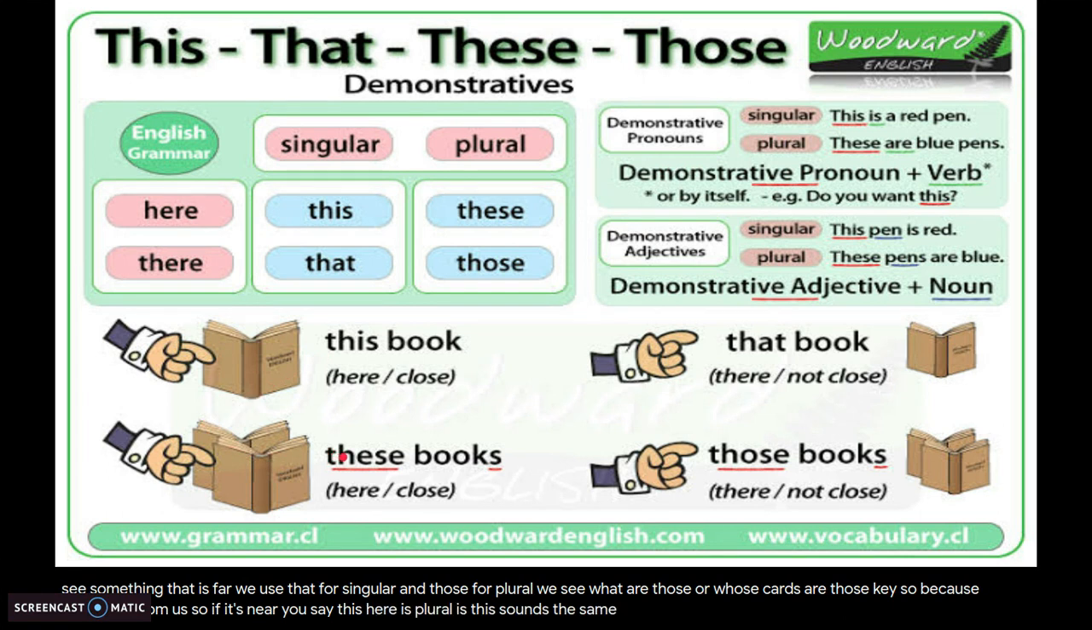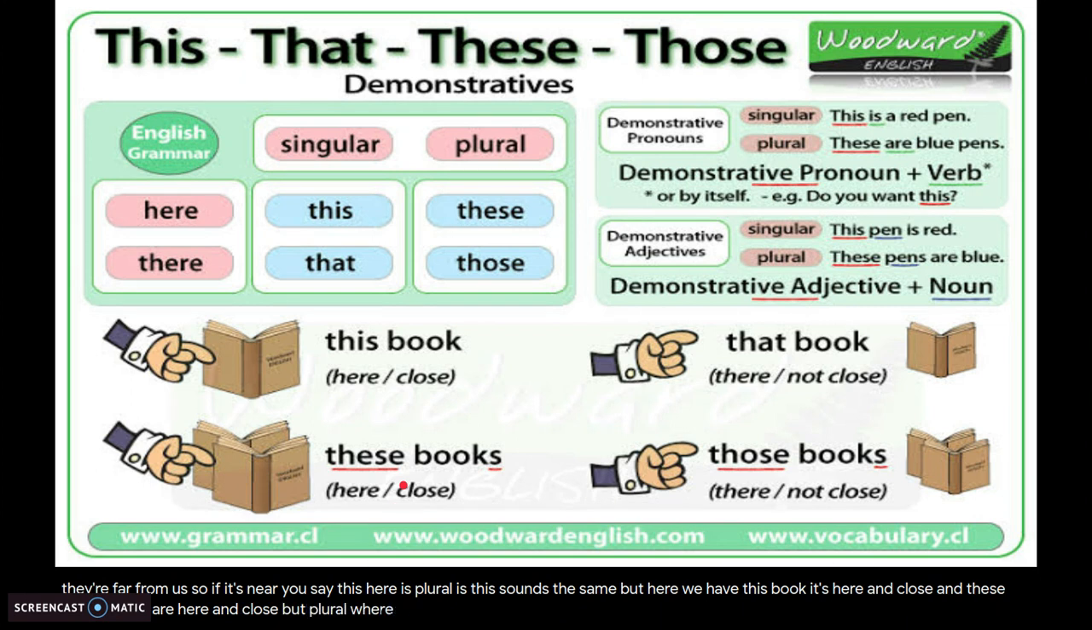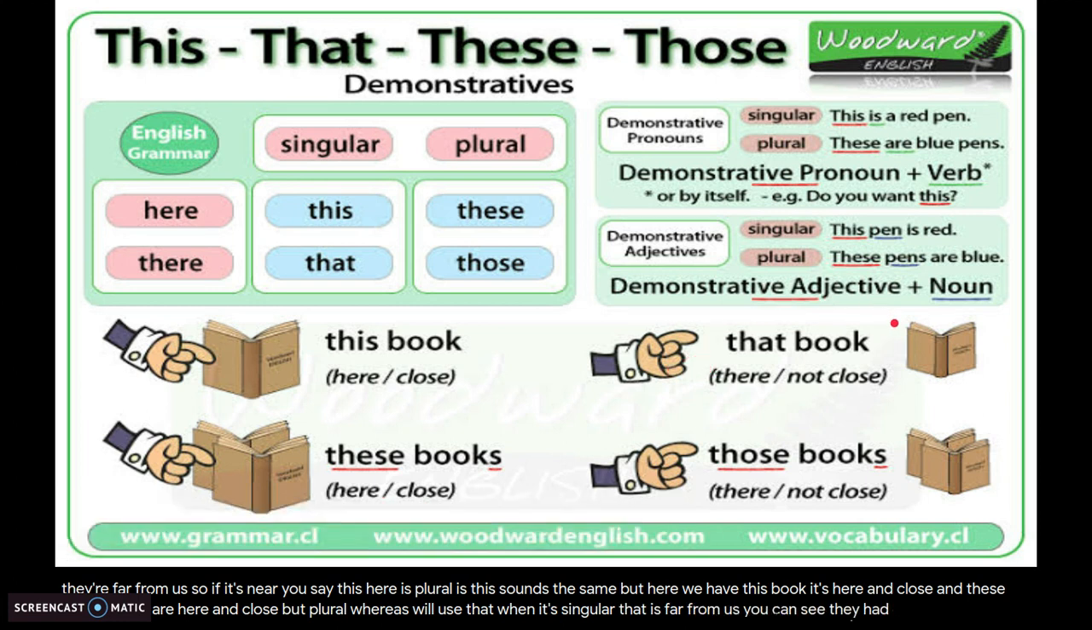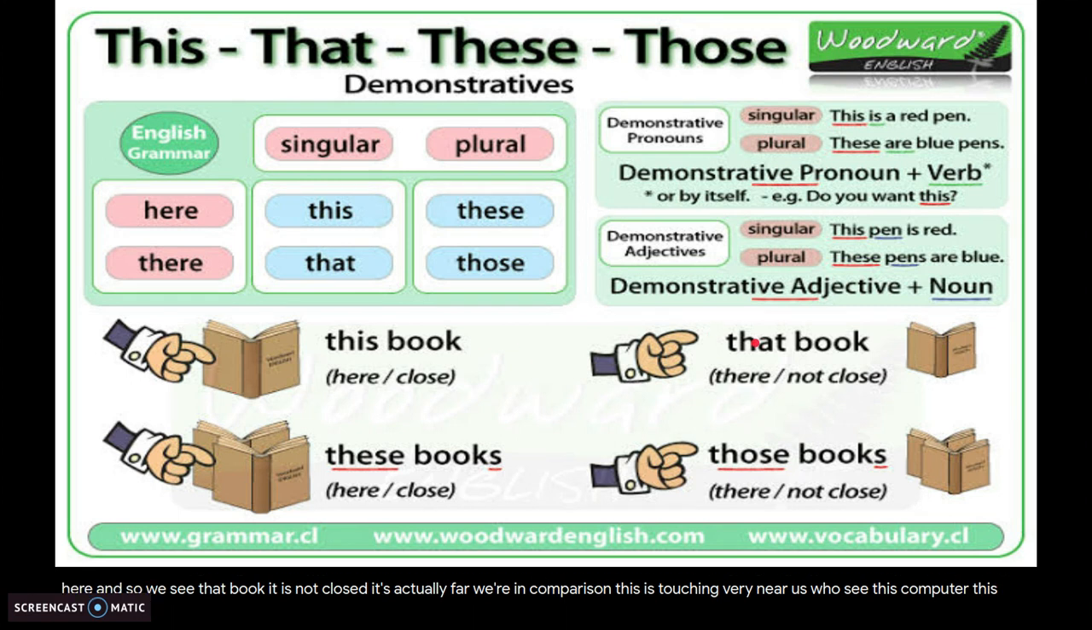Sounds the same. But here we have this book, it's here and close, and these books, which are here and close but plural. Whereas we use that when it's singular, that is far from us. You can see the hand all the way, the object over here. So we see that book. It is not close, it's actually far. In comparison, this is touching very near us. We see this computer, this basket, that computer, that basket, because it's far.